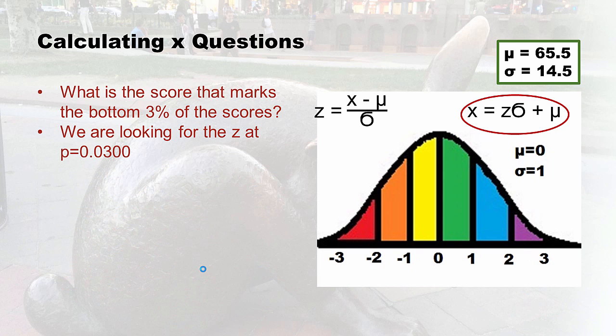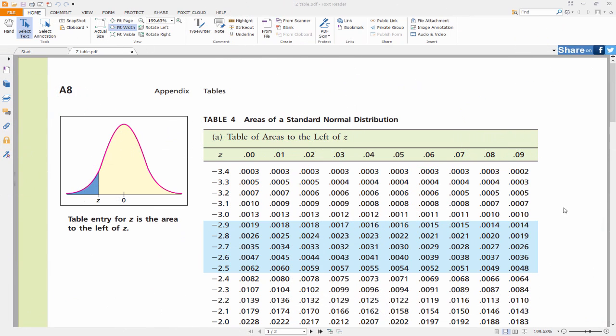I'm going to do another exercise for you, this time the bottom 3% of the scores, because this is often kind of challenging for students, so I'll give you a second demonstration. As you can imagine, we're going on the hunt now for z at p equals 0.0300. So let's go over to the z table. All right, now we're getting a little good at this, right? So we're digging around in the middle and we're looking for 0.0300.